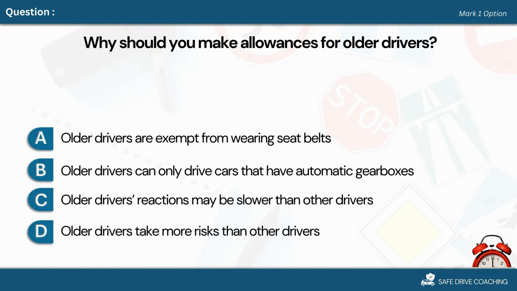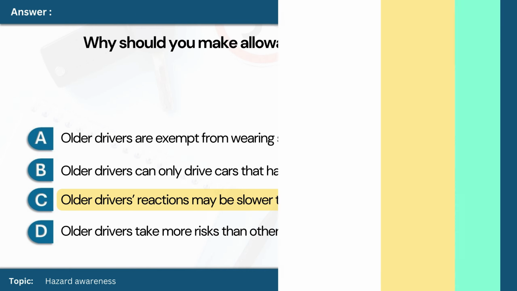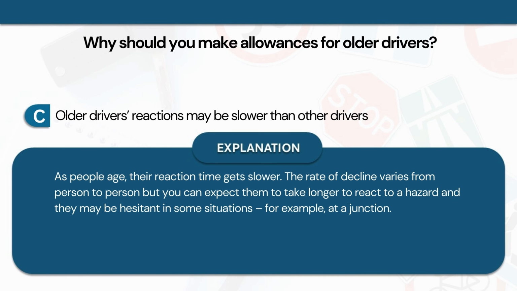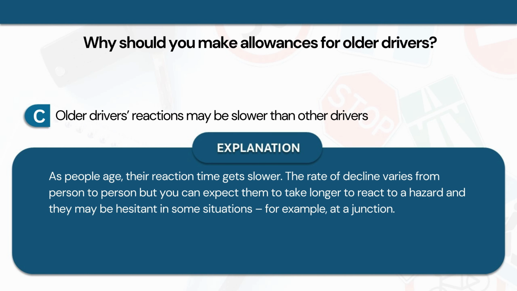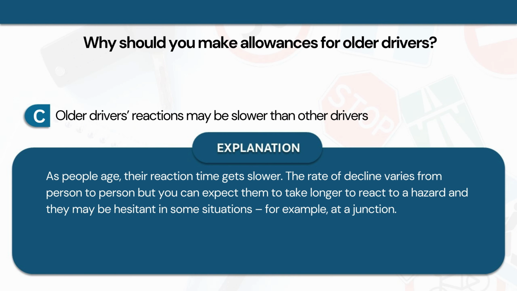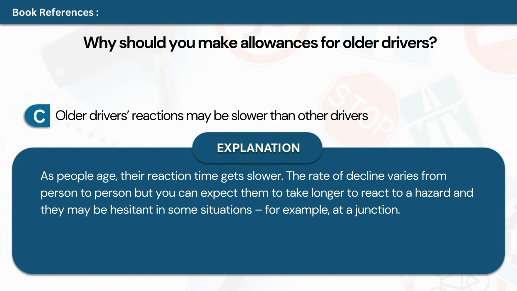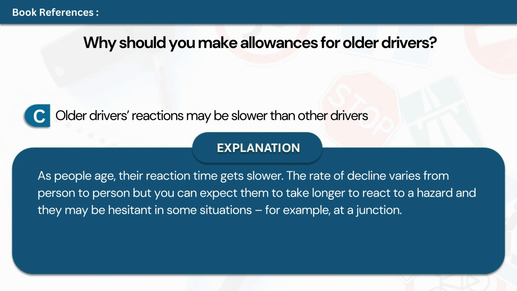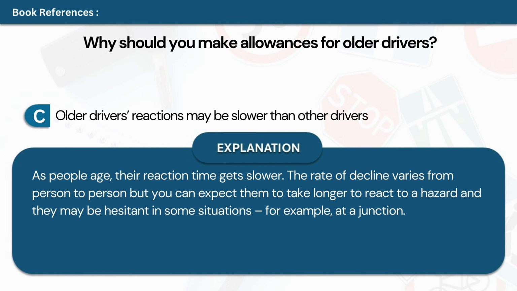The correct answer is C. Older drivers' reactions may be slower than other drivers. As people age, their reaction time gets slower. The rate of decline varies from person to person, but you can expect them to take longer to react to a hazard, and they may be hesitant in some situations, for example, at a junction.